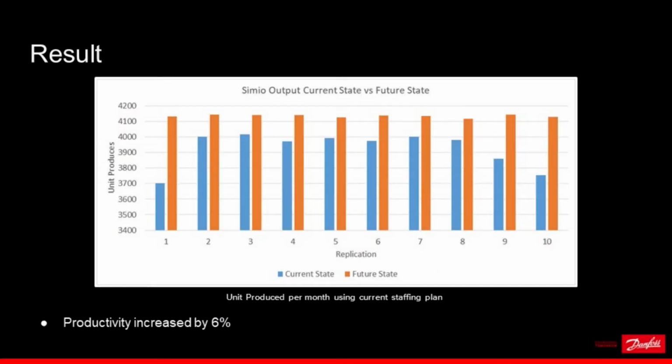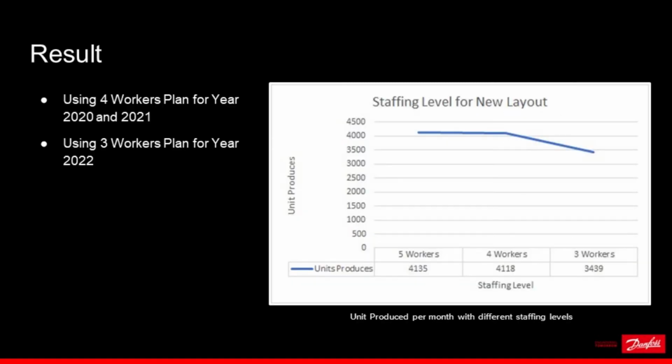We created two similar models that represent the current state and the future state, and both models are approved by Danfoss. By comparing the output between the two models, we can see that productivity increased by 6%, which achieves our second objective. And by using the new model, we compare different staffing plans, including 5 workers, which is also the current state, versus 4 workers plan and 3 workers plan.